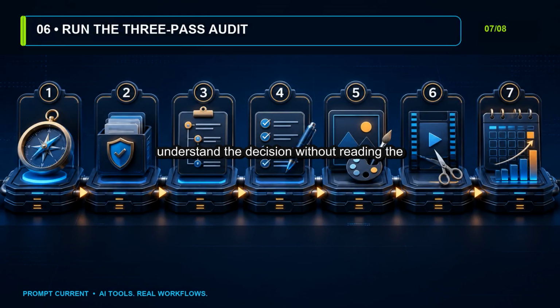Before publishing, run 3 passes. First, factual. Does every important claim match the source? Second, audience. Can someone understand the decision without reading the document? Third, format. Does the slide work on a screen, and does the video work without the slide? Fix the source or label the uncertainty. Do not hide it with more design.